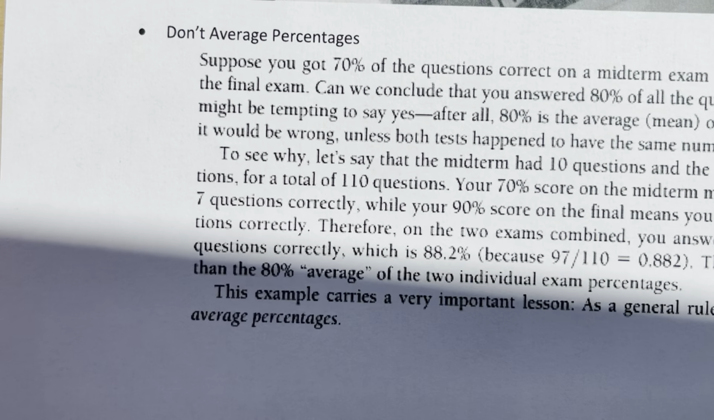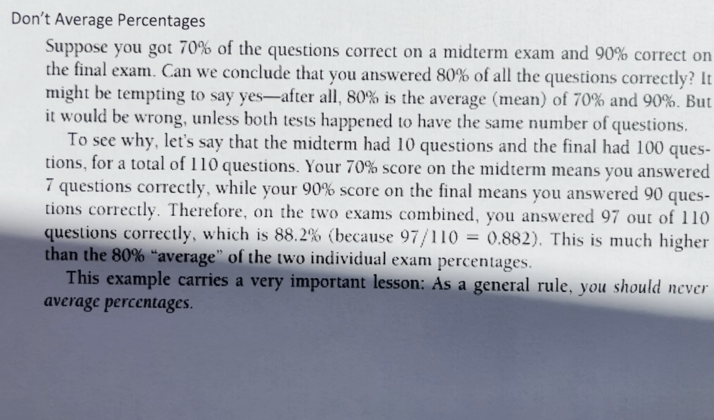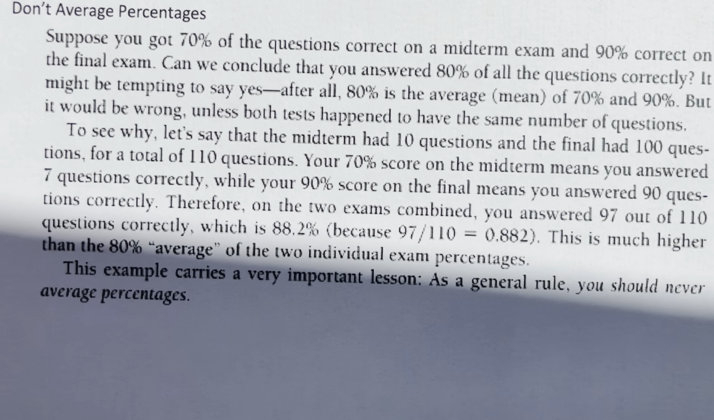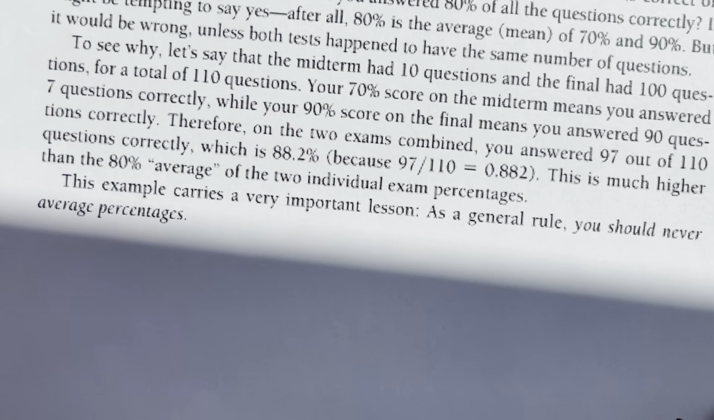The other big one is do not average percentages. You'll see this one a lot, especially in the news media. So we'll do an example to show you. If you got 70% of the questions right on the midterm and 90% on the final, could we say that you got 80% of all the questions correct? Well, obviously the average between 70 and 90 is 80, so we're good.